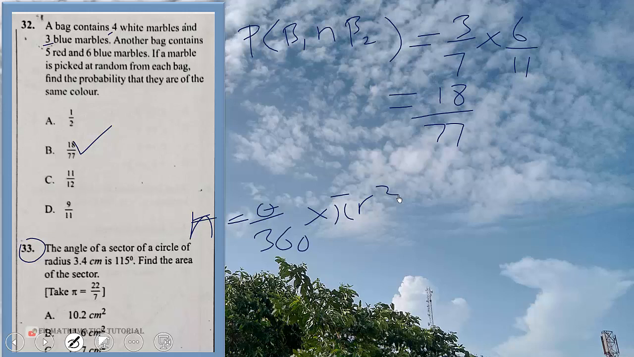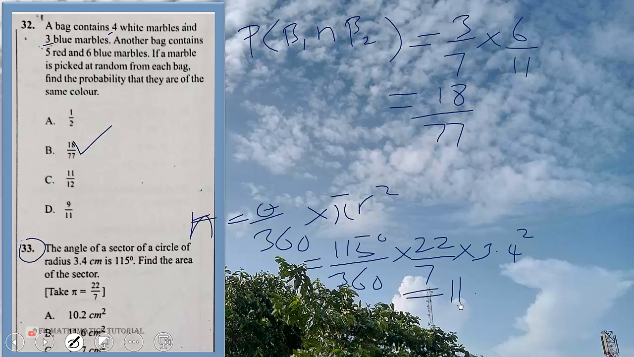Now the theta is 115 degrees over 360 times pi, 22/7, times 3.4 squared. When we evaluate this, we get 11.60587, which is 11.6 centimeters squared approximately. So the correct answer will be B.